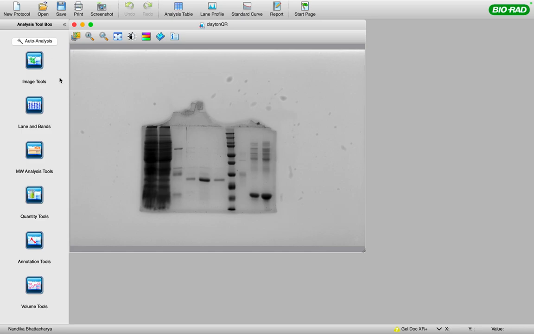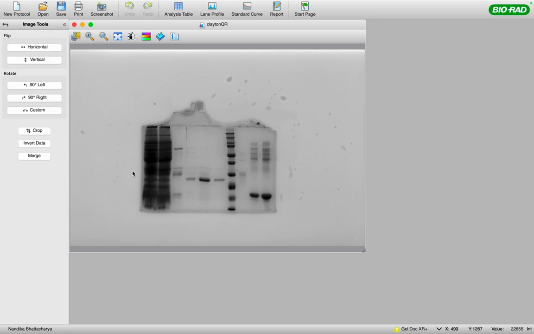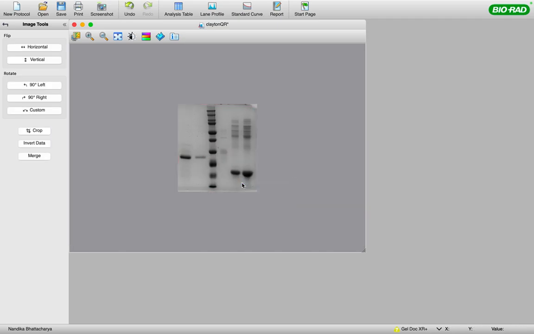But what we can do is open this in ImageLab and then analyze it. The first thing we'll do is find the area that we want to analyze. This is all too dark, so I won't be able to get any information out of this. So I'll just restrict myself to this much of the gel. This much of the gel I want to analyze.